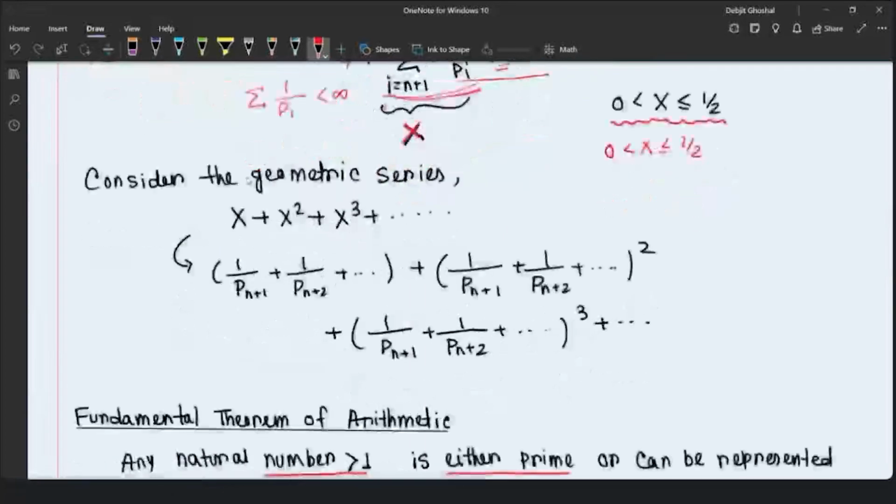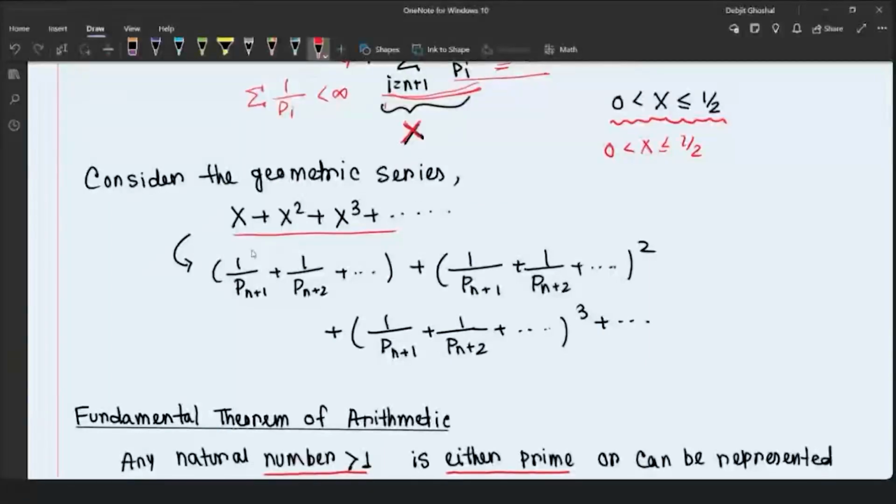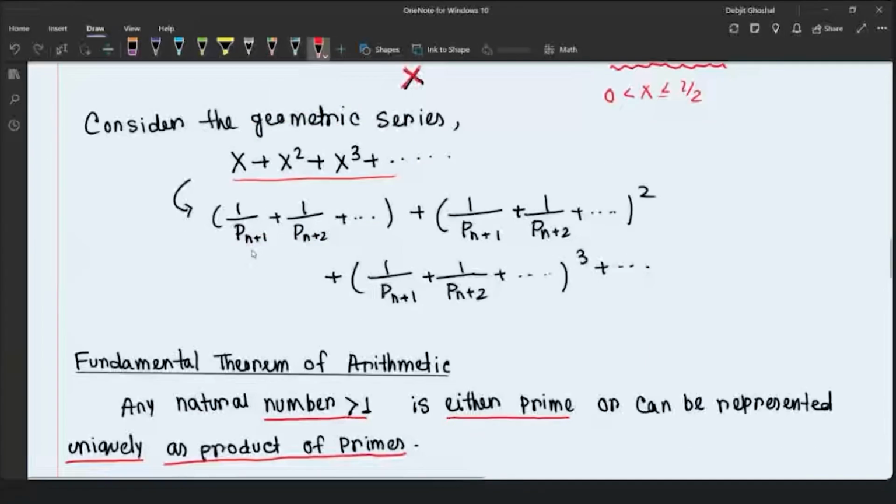Now consider the geometric series x plus x square plus x cube. Now see the importance of choosing epsilon as half, because we know that the geometric series converges if the common ratio is less than 1. So this geometric series has to be convergent. Now observe carefully how this series looks.